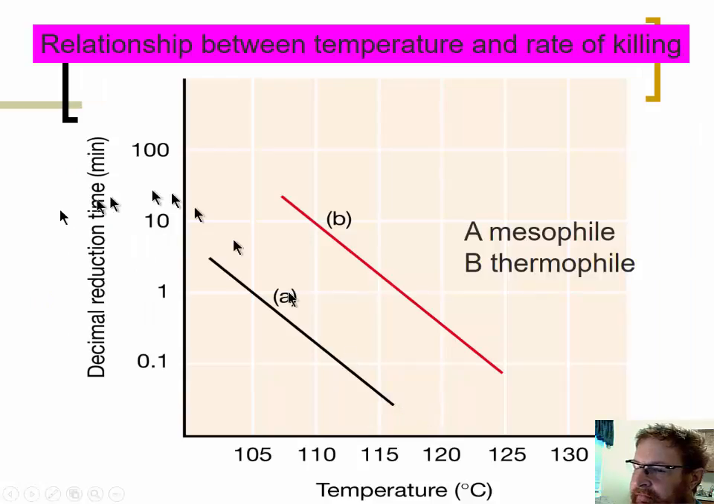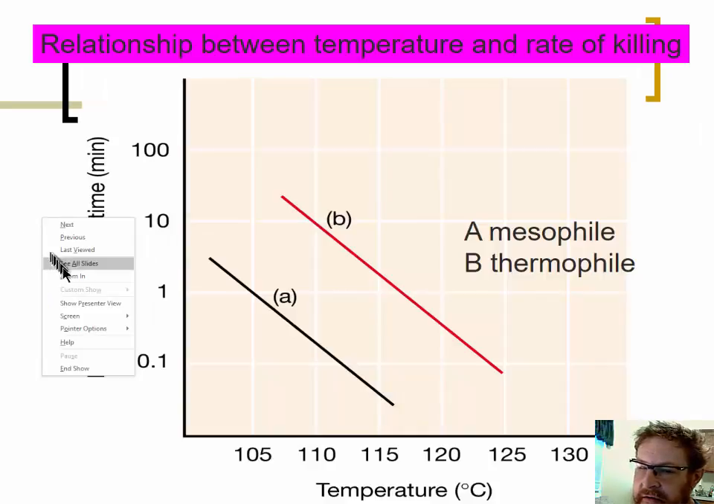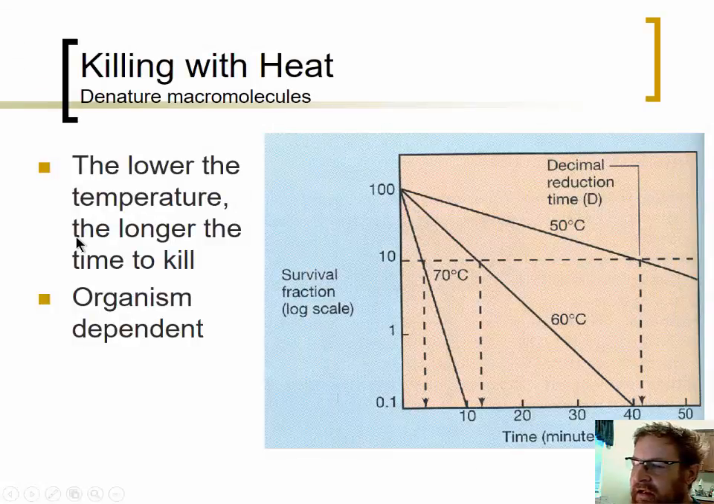Okay, so one of the things that you can take home from this is that it kills better the higher the temperature. So the lower the temperature, the longer it takes to kill. And in this graph, it's only from 50 centigrade to 70 centigrade, but there is a real reduction in the amount of time to kill those 10%.